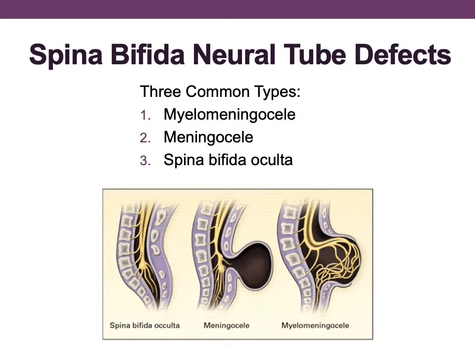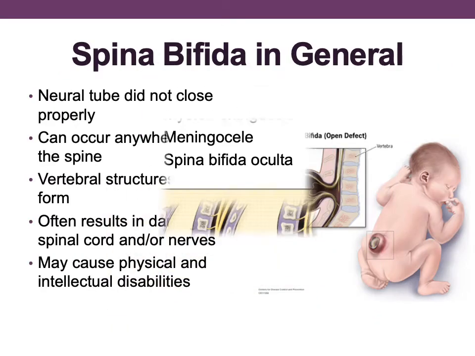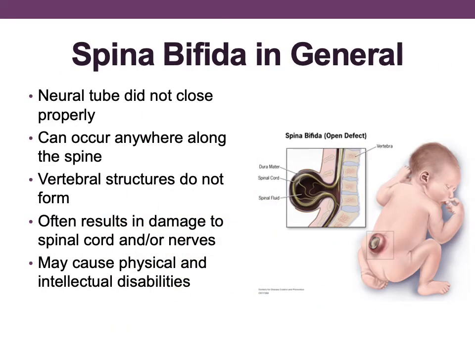Spina bifida neural tube defects. There are three: myelomeningocele, meningocele, and spina bifida occulta. Spina bifida in general is caused by the neural tube not closing properly, specifically the neural folds not coming together. It can occur anywhere along the spine. Vertebral structures do not form over the area where the neural tube did not close. This often results in damage to the spinal cord and/or nerves and may cause physical and/or intellectual disabilities.